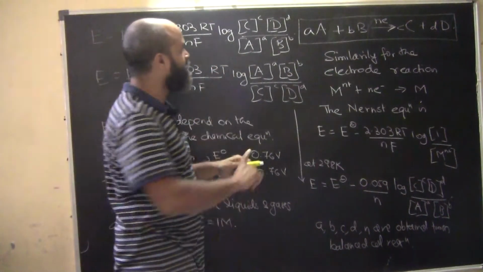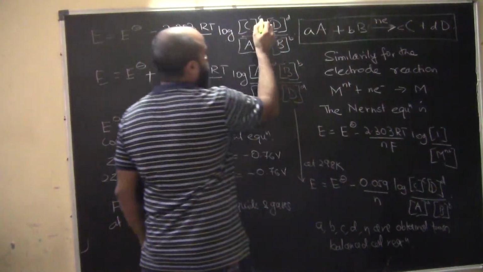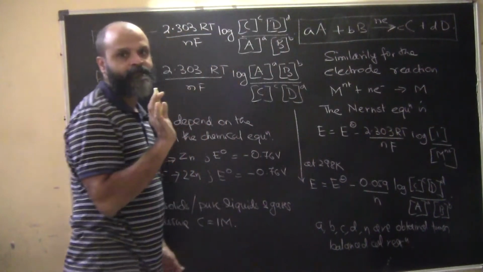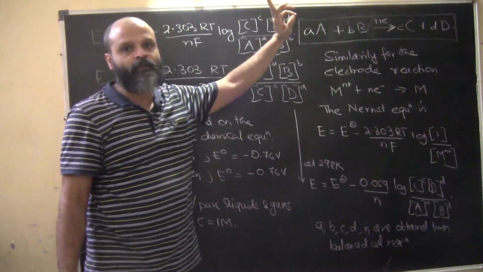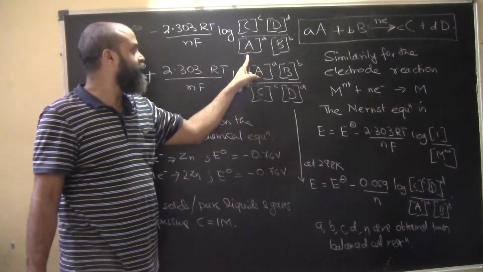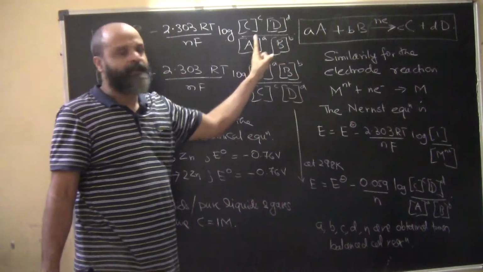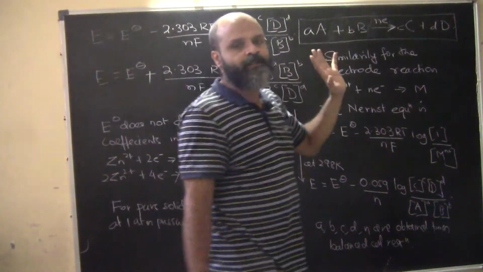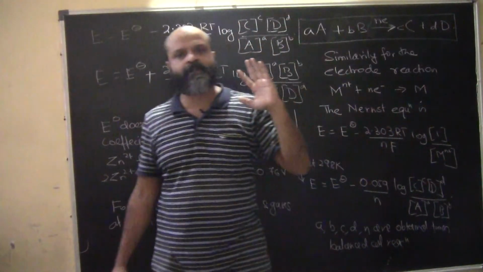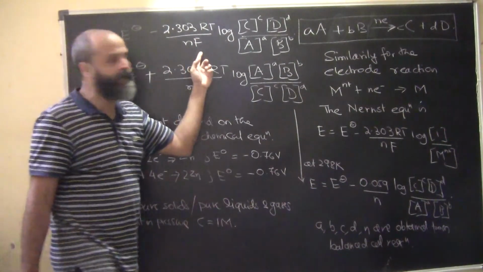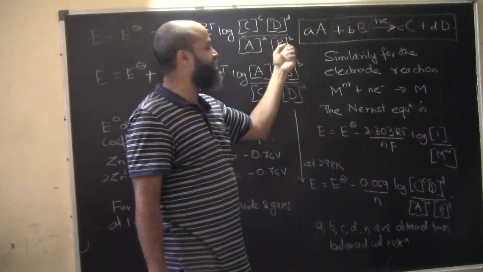Log of the products and their molar concentration. So C moles and D moles, again here we have A and B. That is what we had calculated, right? Molar concentration of the products upon molar concentration of the reactants. So we have here E minus 2.303 by NF log [C]^c [D]^d by [A]^a [B]^b.